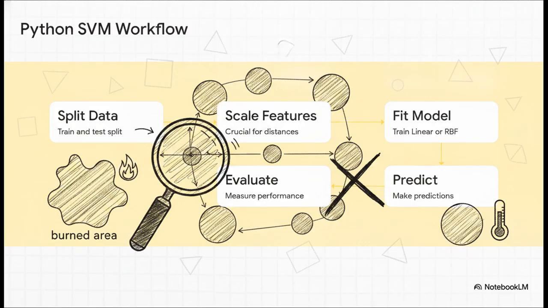But I really want to emphasize step 2 here, feature scaling. Since SVM is 100% reliant on physical distance and geometry to find that margin, scaling is absolutely non-negotiable. If you don't scale your data, a massive number like 50,000 acres burned will completely overshadow a super important but numerically small number like a 35-degree temperature.